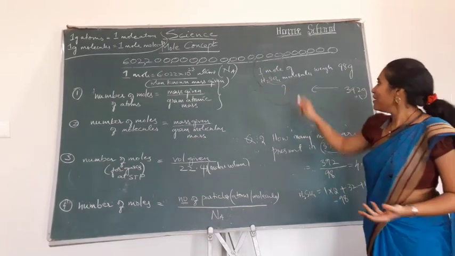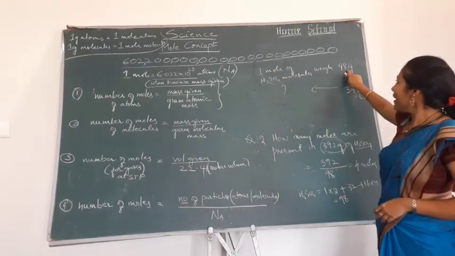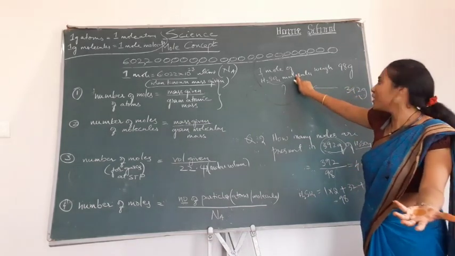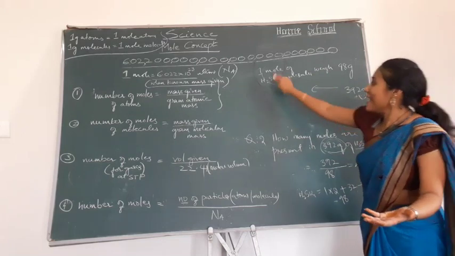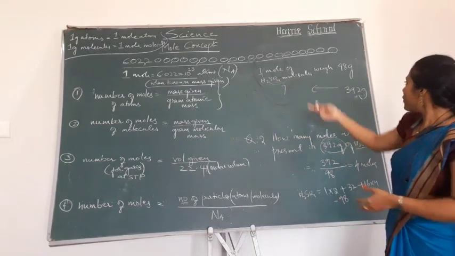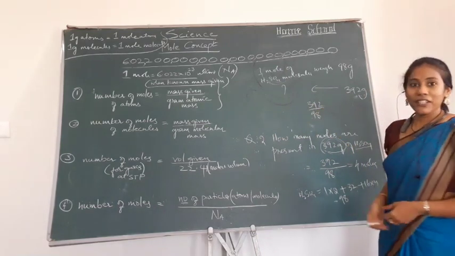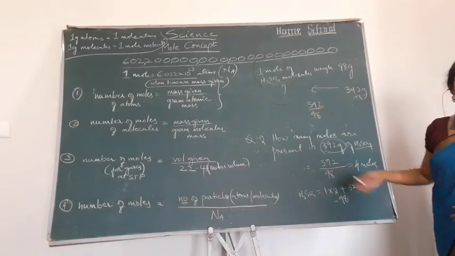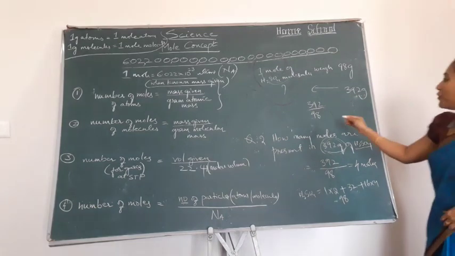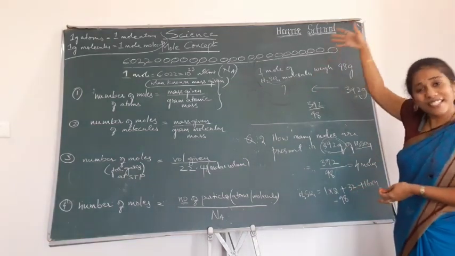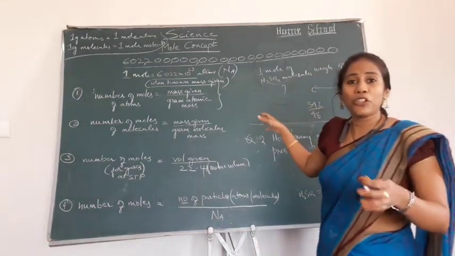Cross multiplication. 1 mole will weigh around 98 grams, meaning 98 grams has 1 mole of molecules. So 392 grams has how many moles? Just a cross multiplication: 392 divided by 98, and you will get the answer. That's what you have done using the formula, right? So using logic also you can solve a problem. If you are finding it difficult to apply, actually this is how you have to do the problems in mole concept.